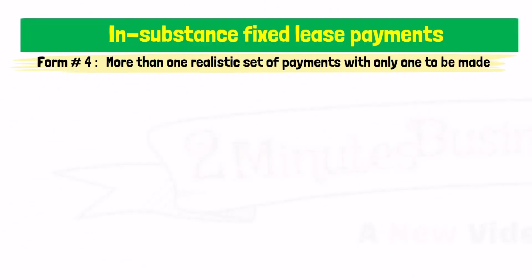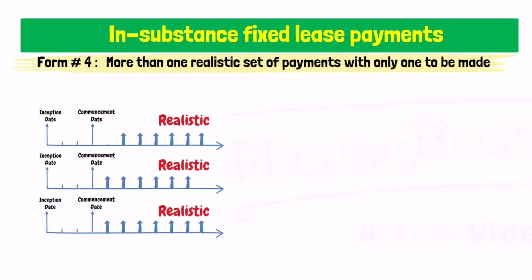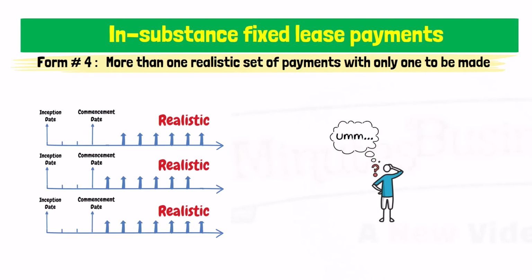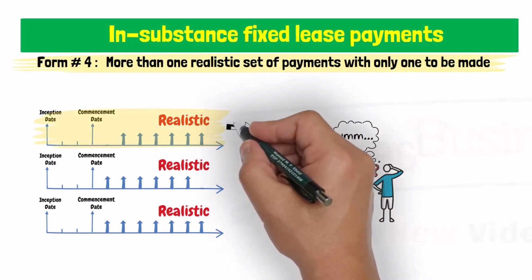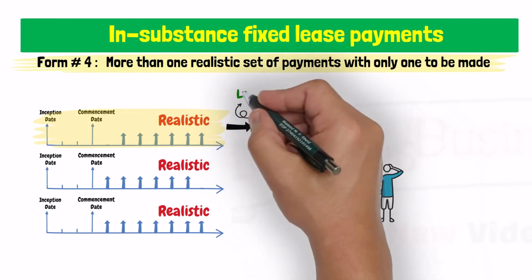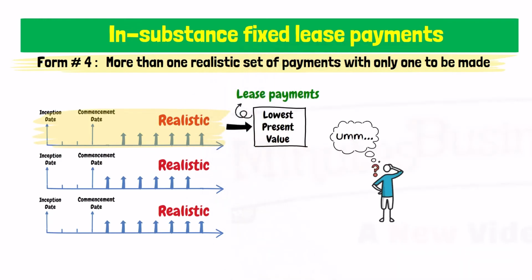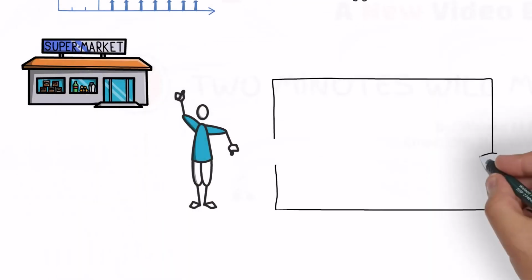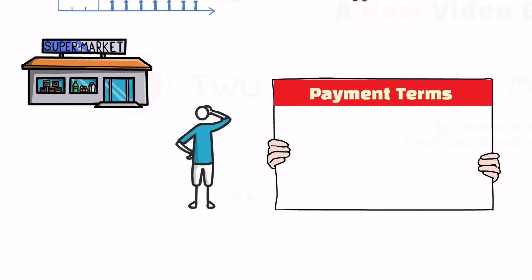Also, when there is more than one realistic set of payments that a lessee could make, but only one of those realistic sets of payments should be made, in this case, the lessee shall consider the set of payments that has the lowest present value to be the lease payments. For example, a lessee leases a retail store for 3 years. Payment terms are as follows.